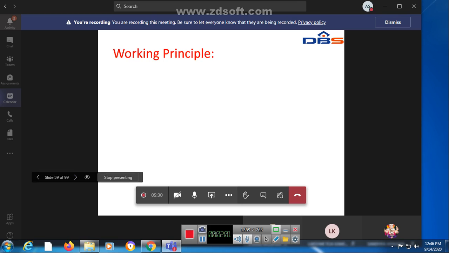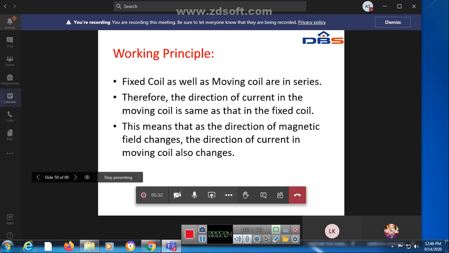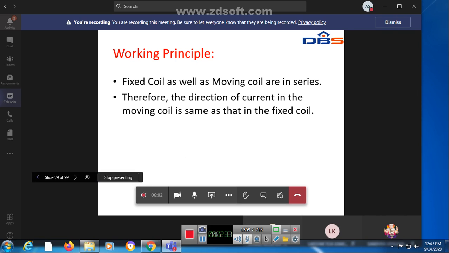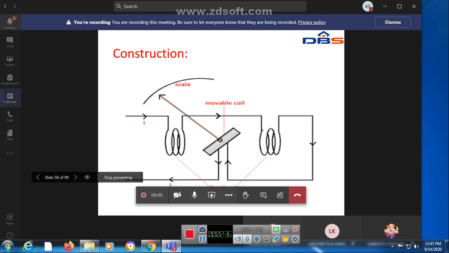Whenever these two are connected in series, the direction of the current in the moving coil is the same as that in the fixed coil. Whenever you connect any two sources in a series connection, the current will always be the same. That's why the direction of the current in the moving coil is the same as in the fixed coil. This means that when the direction of the magnetic field changes, the direction of the moving coil current also changes. Here you have a magnet, and inside there is a spindle, upon which you have a pointer and a scale.